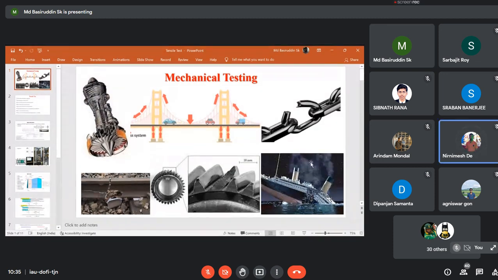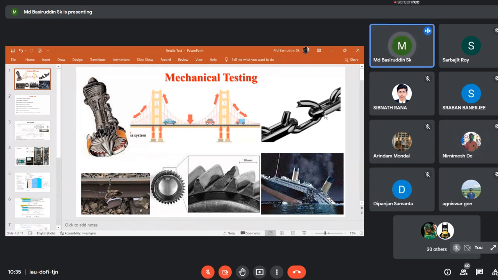Okay, sir. So what about the last one? It is a rivet failure. In the Titanic, the rivets popped up due to the ductile to brittle transition. Yes, very good. Due to the low temperature, the ductile material transformed into brittle material, and the rivets popped up, and this happens.